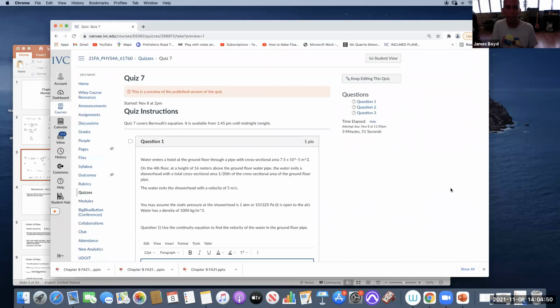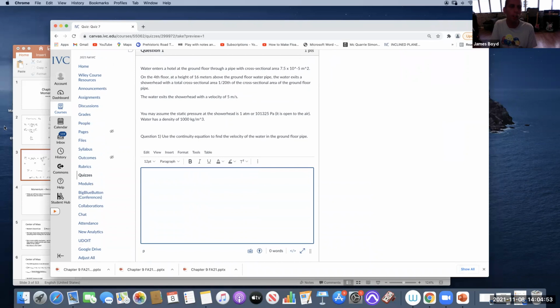So let's look at the actual quiz problem. We're told that water enters a hotel through a ground floor pipe that has a cross-sectional area, so this would be your A ground, let's say, of 7.5 times 10 to the minus 5 meters squared. And then on the 4th floor, someone is going to take a shower. And that 4th floor shower head is located 16 meters above the ground floor pipe. The water exits a shower head with a cross-sectional area of 1/20th of the cross-sectional area of the ground floor. So if you called this AG, this would be 1 over 20 AG, the area at the shower head. So you know your 2 cross-sectional areas.